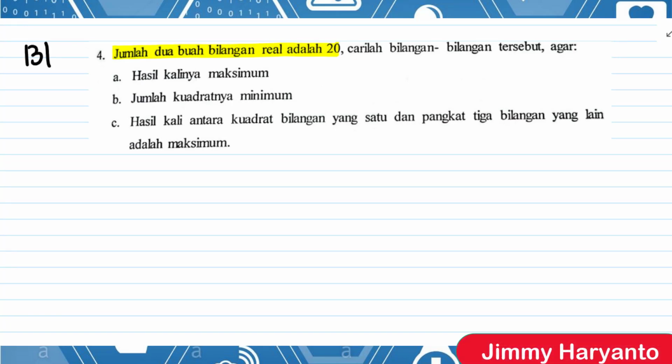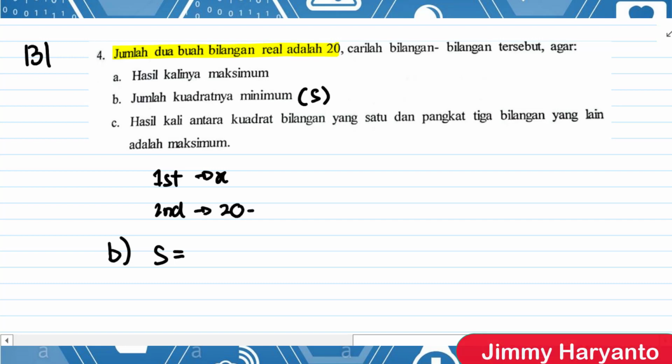Okay. And the next one is for b. For the b, I will use s as the variable. S will be jumlah kuadrat. Jumlah kuadrat, berarti kuadrat dulu baru jumlah ya. So you have to square it first and then you have to add them together. Duh, tadi dihapus ya. I already erased the permisalan, ya. So I will write it again. First number is x and the second number is 20 minus x.